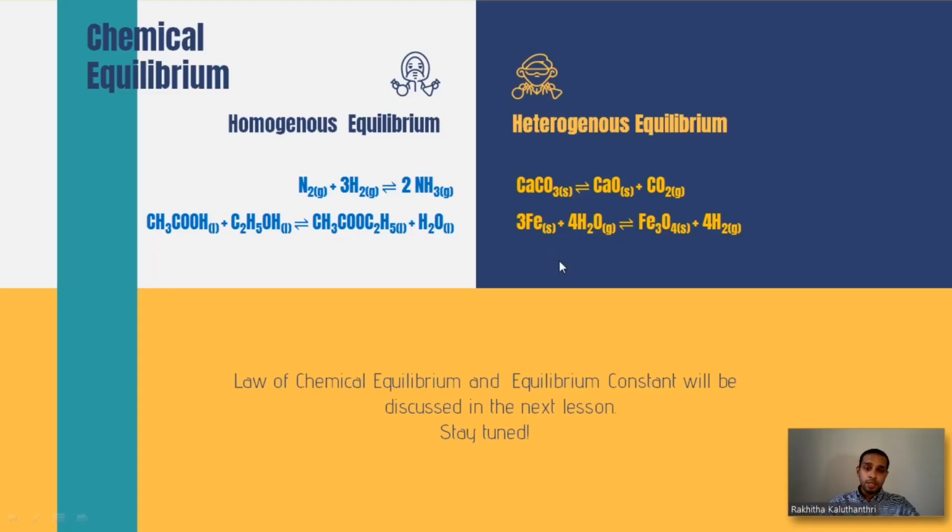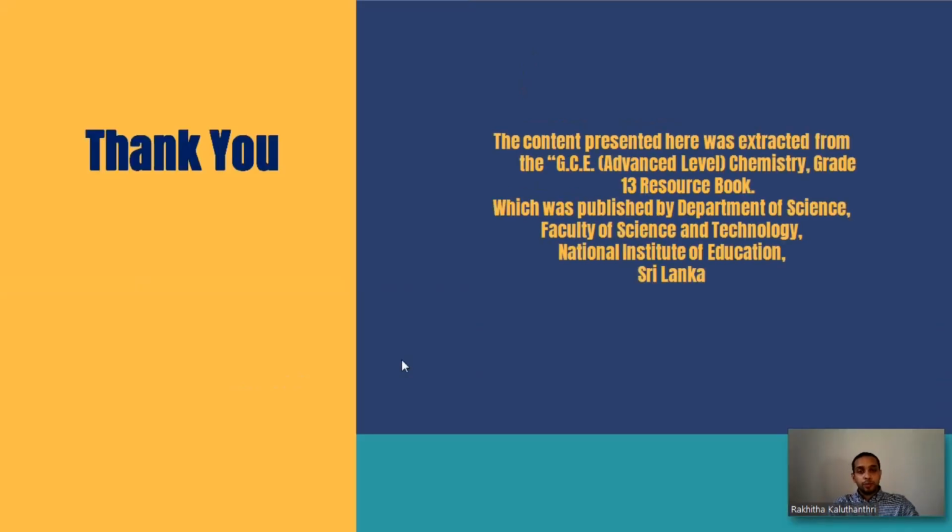Even in the next equation, iron is present in solid phase, and water is present in gaseous phase, it's actually steam. Then you have ferrous ferric oxide, which is present in solid phase, and hydrogen, which is present in gaseous phase. So products and reactants are not present in the same phase, therefore we call it a heterogeneous equilibrium. We will learn how to calculate the equilibrium constants and the laws of equilibrium in the next lesson. So stay tuned, guys.